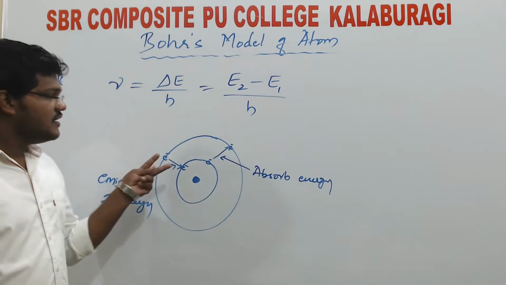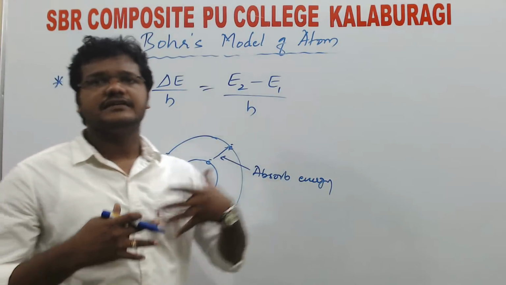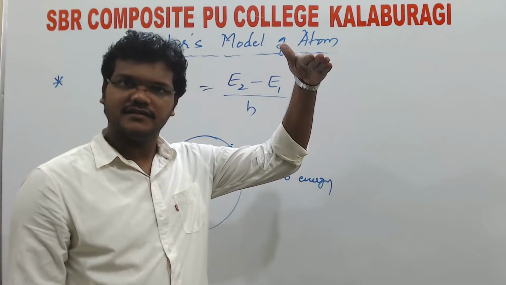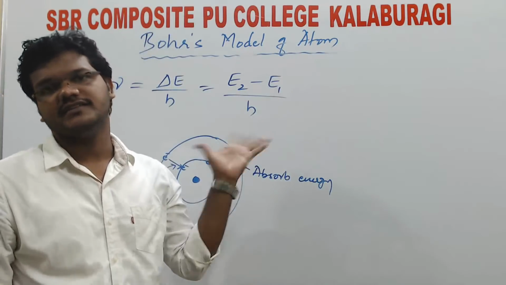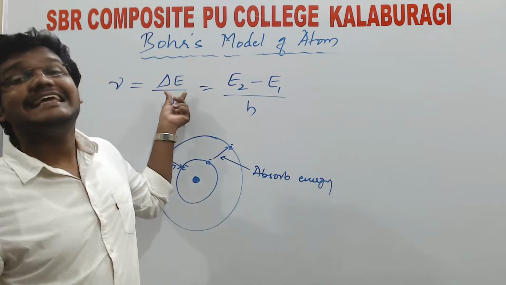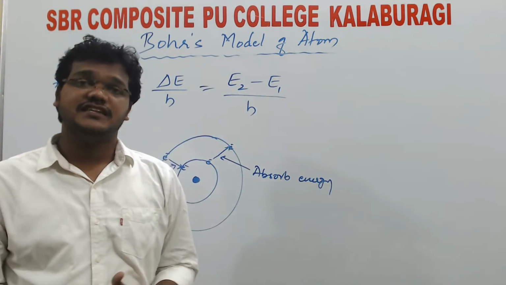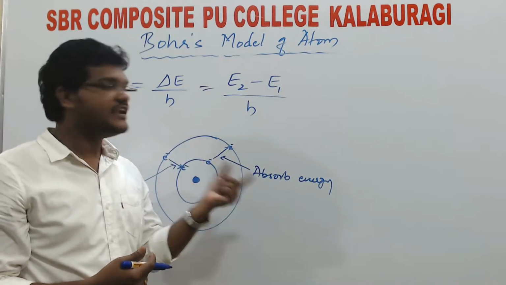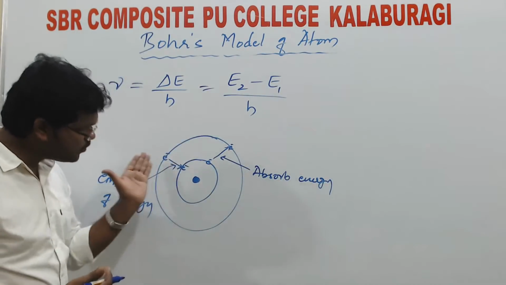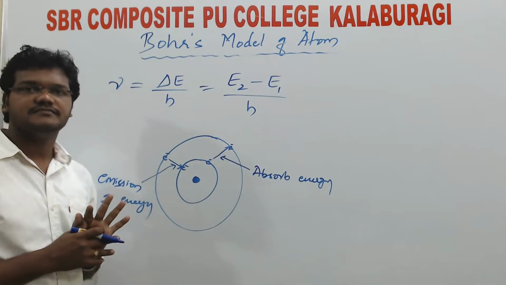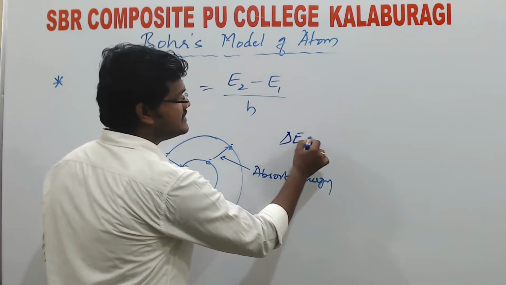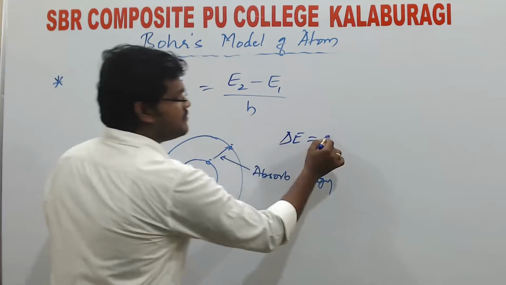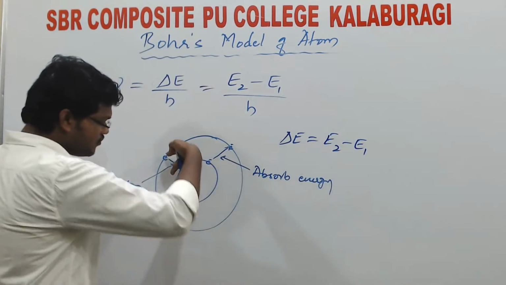This fourth postulate can also be written as: if an electron absorbs energy, it will move to a higher excited state. If it emits energy, it will come back to a lower energy state. The fourth postulate talks about change in energy. When the electron jumps to a higher energy level, it needs energy, so energy is absorbed. If it comes back to a lower energy level, it has to emit energy. This change in energy from E1 to E2 will be my E2 minus E1.